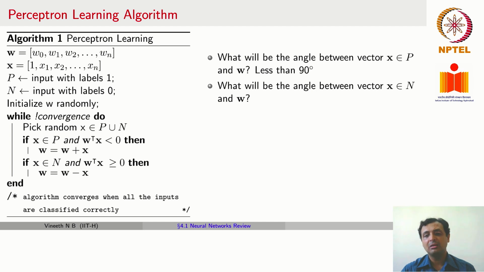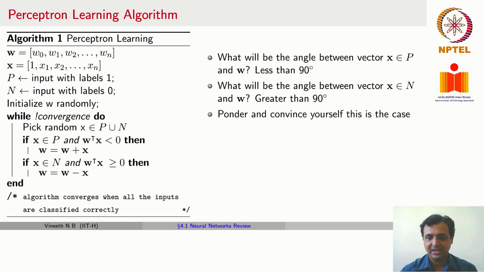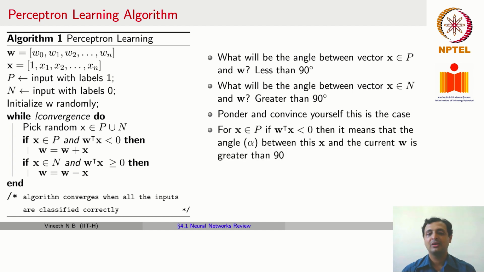Similarly, what about the angle between the vector x belonging to the negative set and w? This should be straightforward. It has to be greater than 90 degrees, in the same way we visualized the positive class a minute ago. If you don't get it, you can spend a couple of minutes, draw it, and you'll see that this should work out.